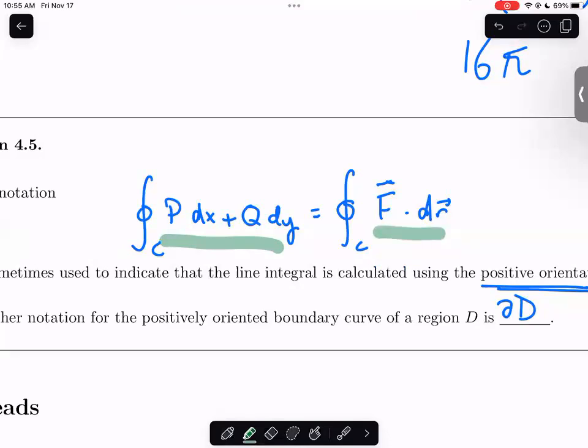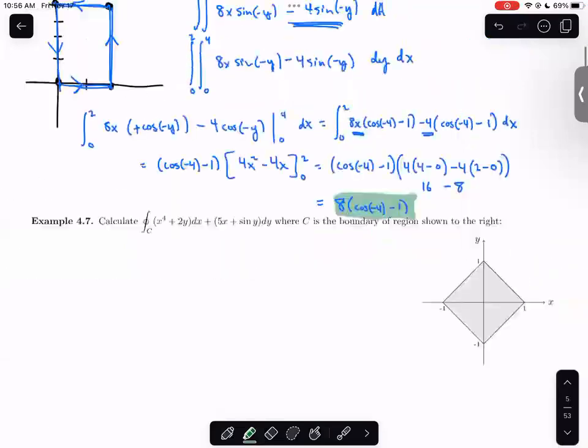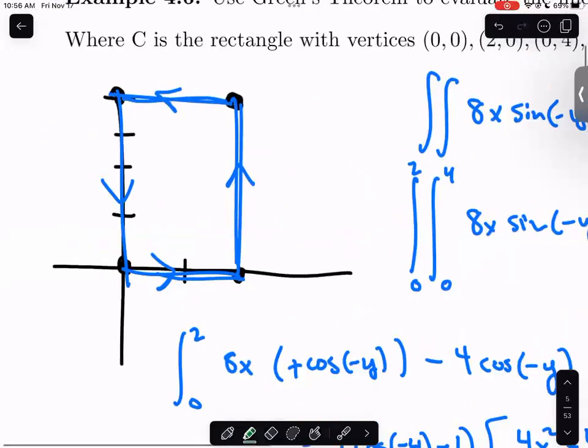Remember, for any of them, I said that usually I like to switch over to my working notation, the f dot r prime of t dt. But you could evaluate it like this, but then again, because it's a box, you're going to have to parameterize those 4 different line segments: the left side of the box, the right side of the box, the top side of the box, and the bottom side of the box. And so it would take a while if you wanted to use that method, but you could.